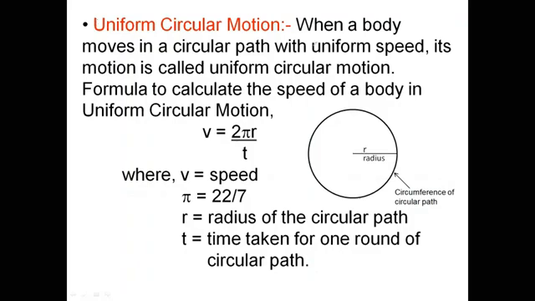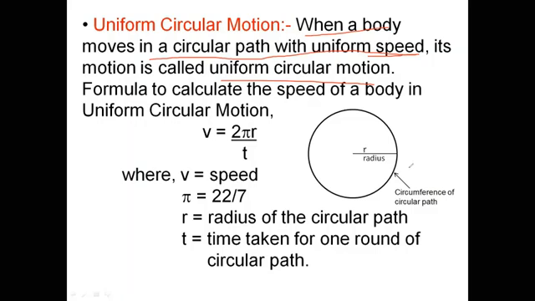Now let us know what is uniform circular motion. When a body moves in a circular path with uniform speed. ठीक है, बॉडी सर्कुलर पाथ पे मूव करे और उसकी स्पीड यूनिफॉर्म हो. ठीक है, then the body is said to be in uniform circular motion. So the formula to calculate the speed of the body in uniform circular motion is v is equal to 2 pi r divided by t.